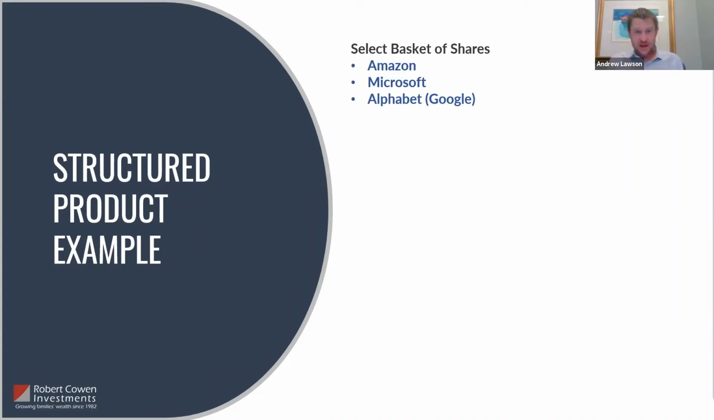The way this particular one works is you would select a basket of shares. You can choose any shares effectively that you want, but the way that we would tend to look at this is you would select a basket of shares that you would still want to own long-term in a portfolio. In this case, I've chosen Amazon, Microsoft, and Alphabet or Google. Those are three shares that would be of relatively significant weight in the average offshore portfolio that we look after. So we wouldn't have an issue in terms of owning them, and I'll come to why I say that just now.